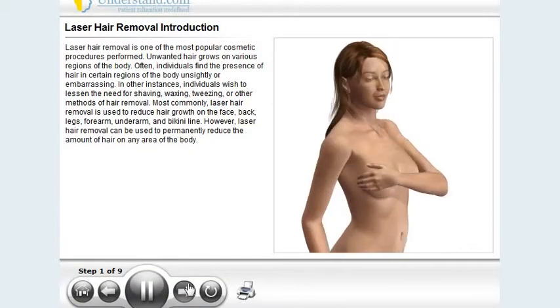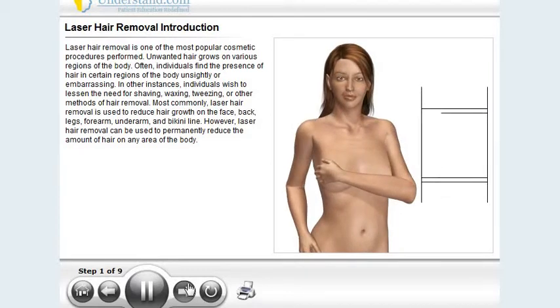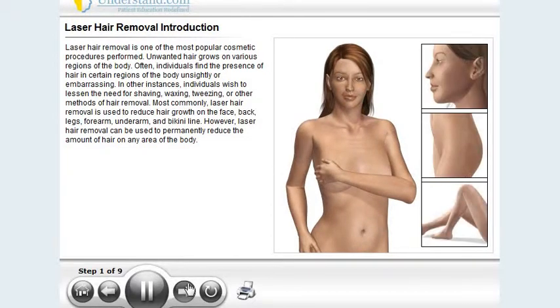Laser hair removal is one of the most popular cosmetic procedures performed. Unwanted hair grows on various regions of the body. Often, individuals find the presence of hair in certain regions of the body unsightly or embarrassing. In other instances, individuals wish to lessen the need for shaving, waxing, tweezing, or other methods of hair removal.